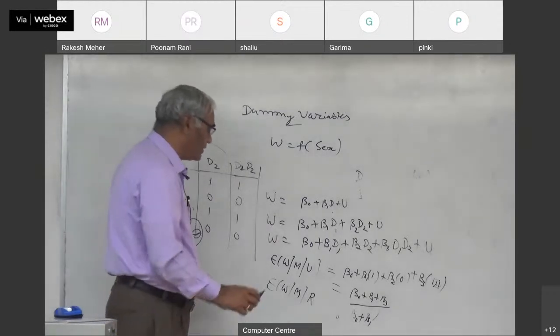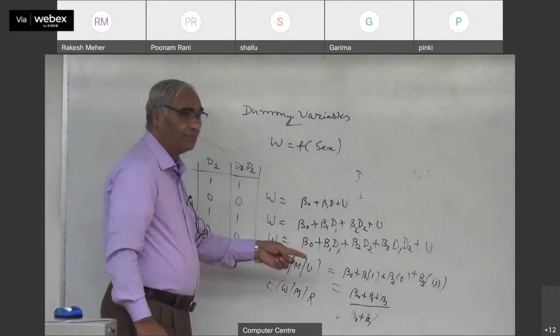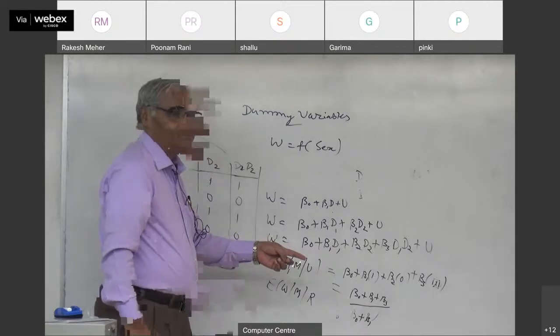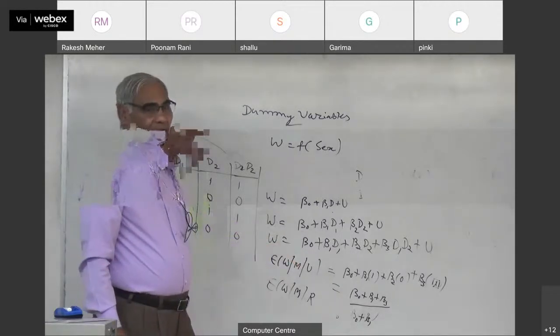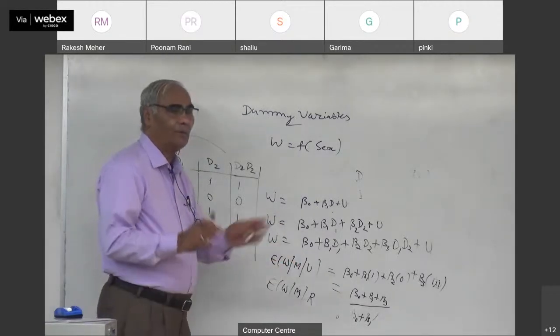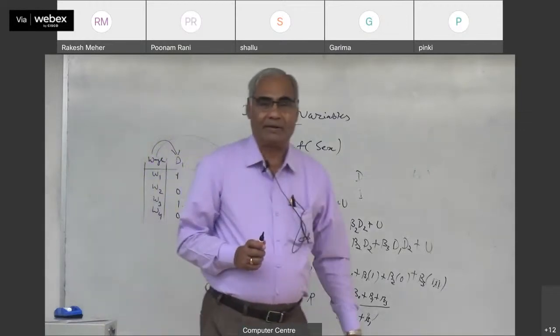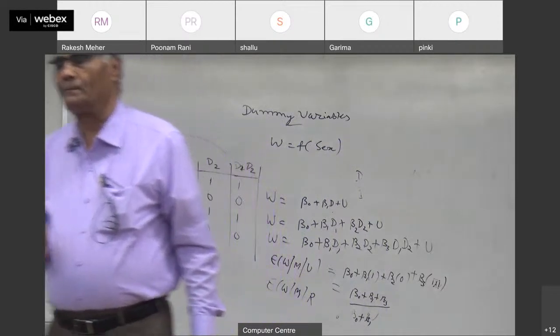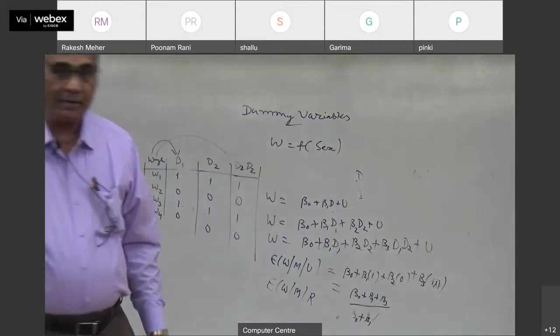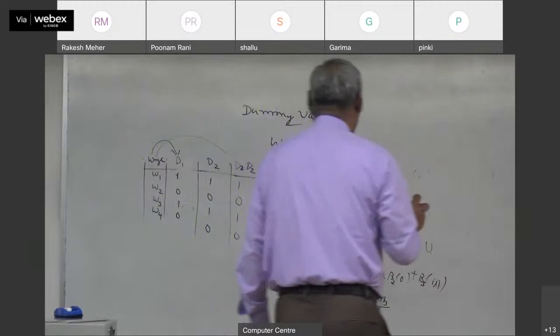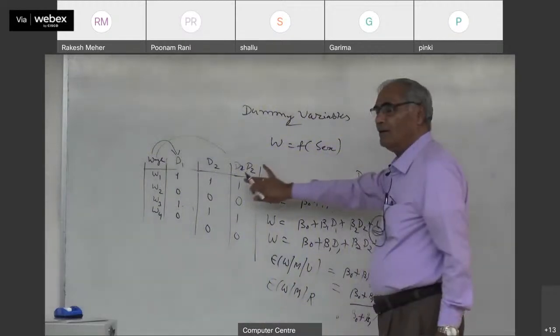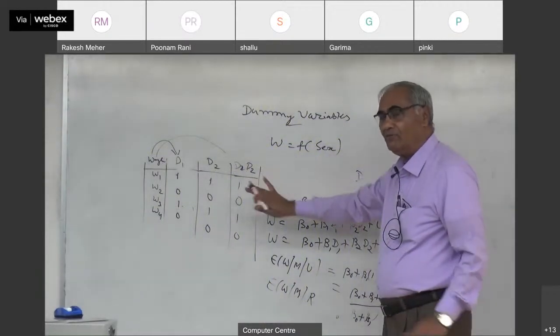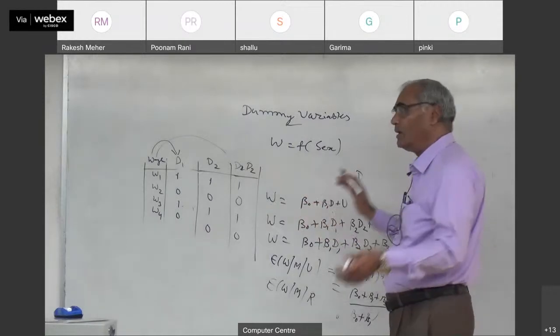Similarly, you can work out the expected wage of the female if she is from the rural area or from the urban area. So this way, there is a lot of application of dummy variables. Now, regarding the error term, the assumptions are the same. Inclusion of the dummy variable will not affect the assumptions of the U.